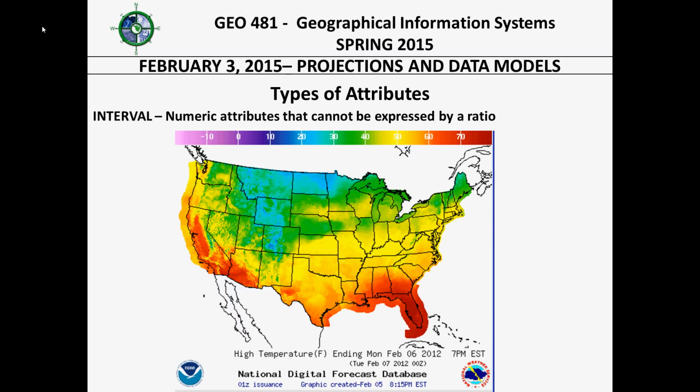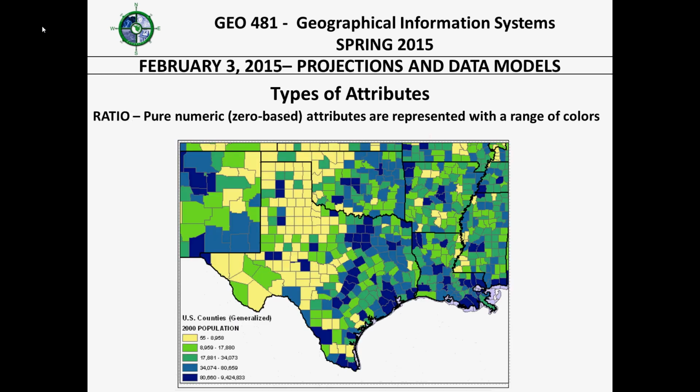Interval, obviously, we talked about is temperature. Numeric attributes that cannot be expressed as a ratio. I think we talked about that enough. And that's certainly not from today. Look at that. 50 something? And then ratio, which many attributes fall into, are zero-based attributes. We often represent them with a range of colors. We are going to get into this a lot more, I think, in the second period.